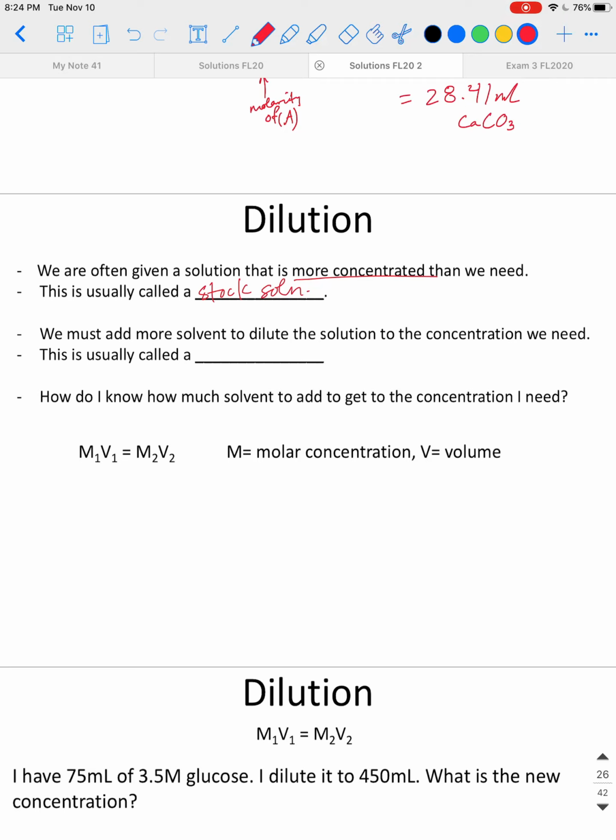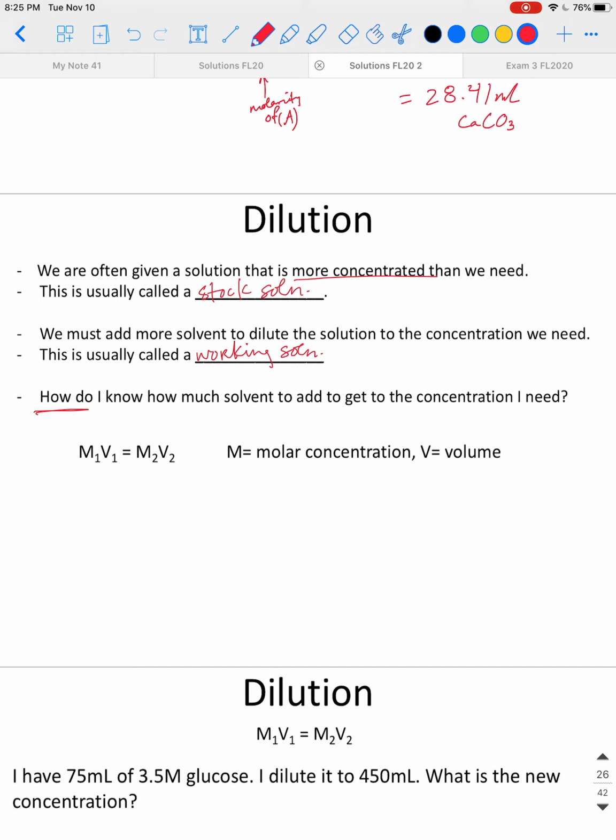So to get a solution that you can use for a patient or whatever it is, you have to dilute it oftentimes, and this is called your working solution. Now the question then becomes, how do I know how much solvent to add to get the concentration I need, and how much of my stock solution do I need to take as well? So there's two questions here. How much of our stock solution do we need, and how much solvent do we add to that to get the concentration we need? And there's a very simple equation for these problems.